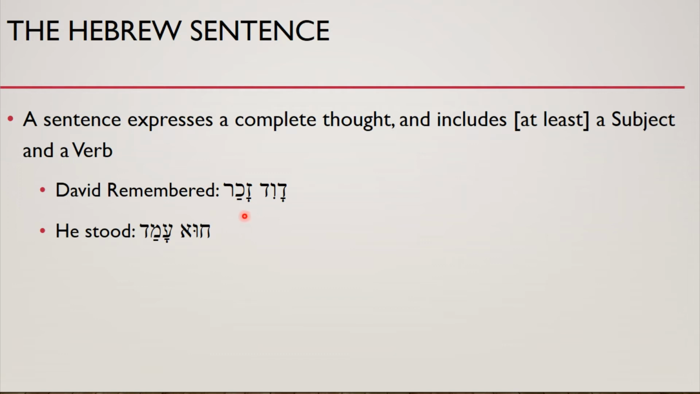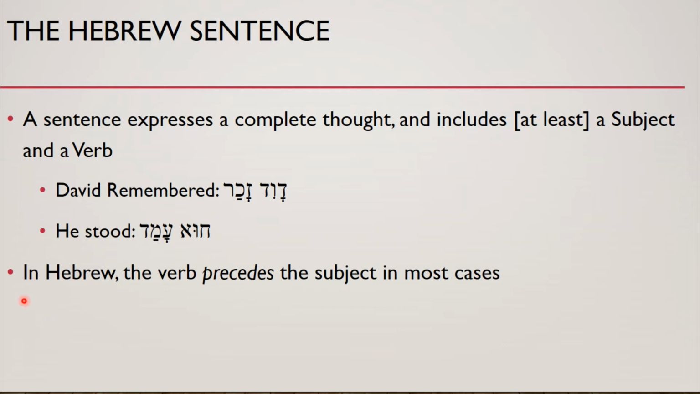For now, we're dealing with this type of verb. All the verbs in this chapter are going to be third person masculine singular. Again, the chapter doesn't talk about that because it's not necessary right now, but I just thought I'd throw that in there. So this is a Hebrew sentence: David remembered, David Zachar, and he stood, Hu Amad. And I just realized that that's a chet. It should be a hey. My apologies.